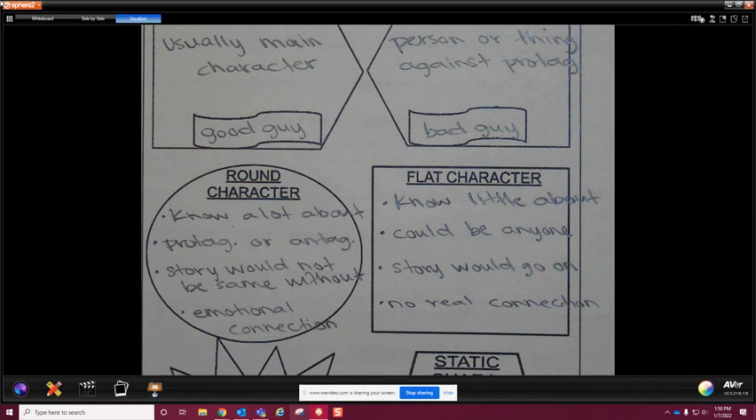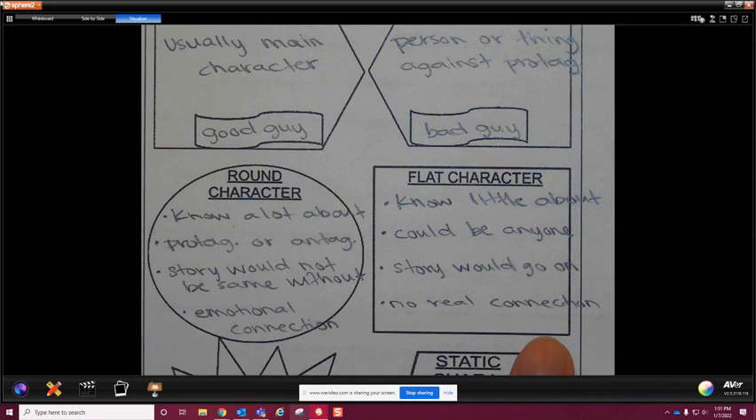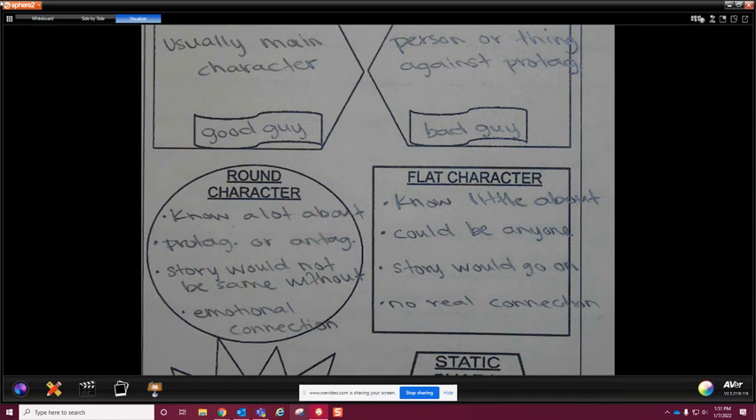I mean, it's called Moana, for goodness sake, okay? So if Moana was not in Moana, it would not be the same. We do have emotional connection. She's sharing a lot of things about her life, and so it makes us, as the reader or the person, connect to it. Okay? The opposite of that would be like a flat character. We don't know much about this character. It could be anyone. The story would go on no matter what. There's really no real connection. There's no emotional connection with this character.